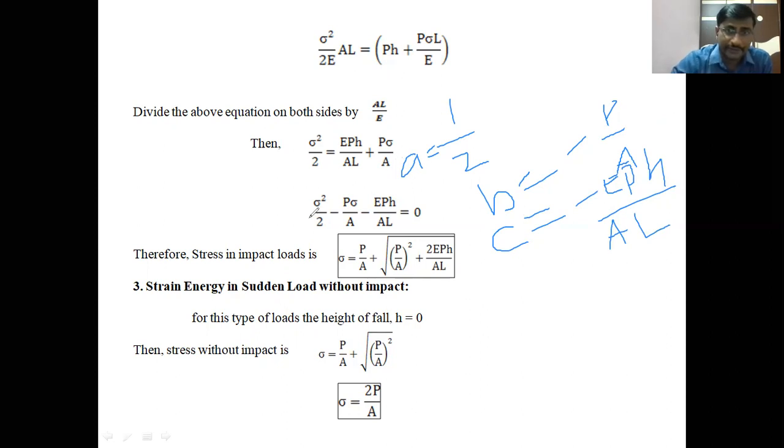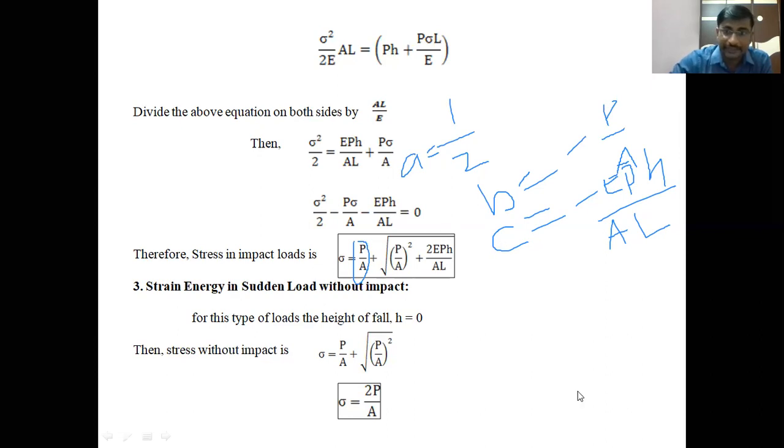If we solve this equation, we can get X, or sigma, equal to minus B plus or minus root of B square minus 4AC. Substituting, minus B means minus of minus P by A, so plus P by A, plus square root of B square, that is P by A whole square, minus 4AC: 4 into A, 1 by 2, that is 2, into C, minus EPH by AL, so plus 2 EPH by AL. Clear, students? This is the sigma value.